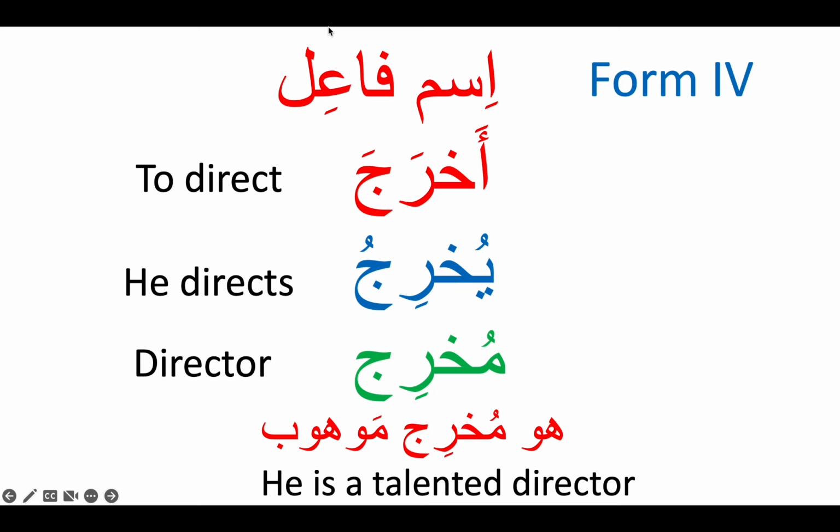So, just a quick reminder of what the ism fa'il or the active participle is. The ism fa'il is the one that does the verb, the one that does the action. So an example is the verb to write. So the one that writes is the writer, okay? So that's what the ism fa'il is. Now, today we're going to be focusing on how to form the active participle of verbs in form 4.